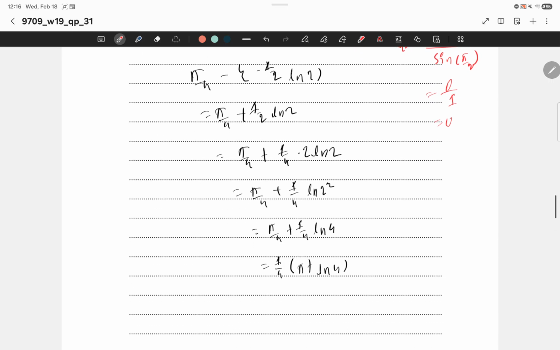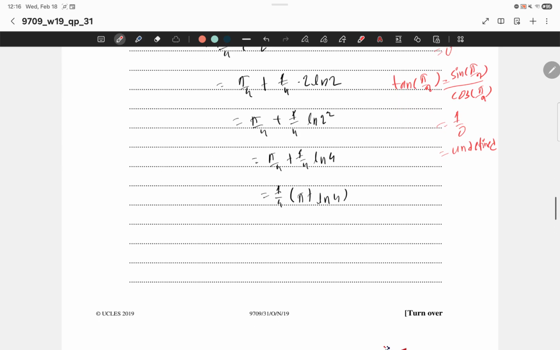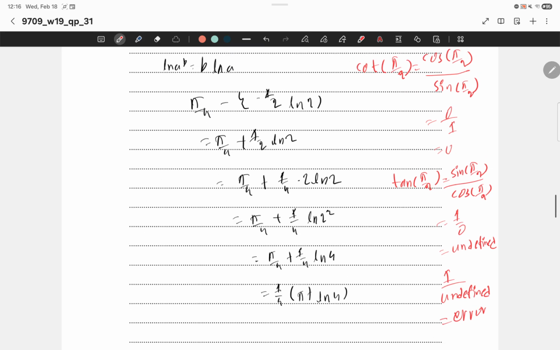Fine. But on the other hand, tan pi by 2, tan is sin by cos, right? Sin pi by 2 over cos pi by 2, 1 by 0, undefined. So if you do 1 by tan pi by 2, which is 1 by undefined, this is an error. Yeah, so I don't think this is common knowledge actually.